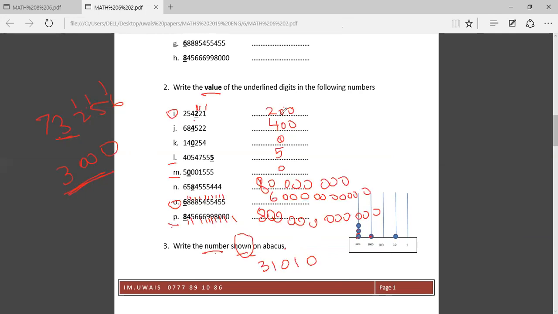If you want, you can copy down quickly, okay? You can correct your mistakes. Okay, fourth question.